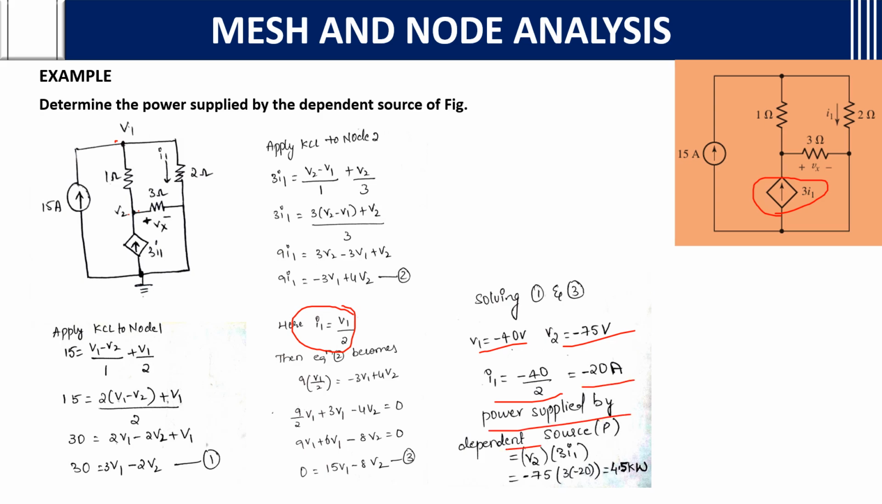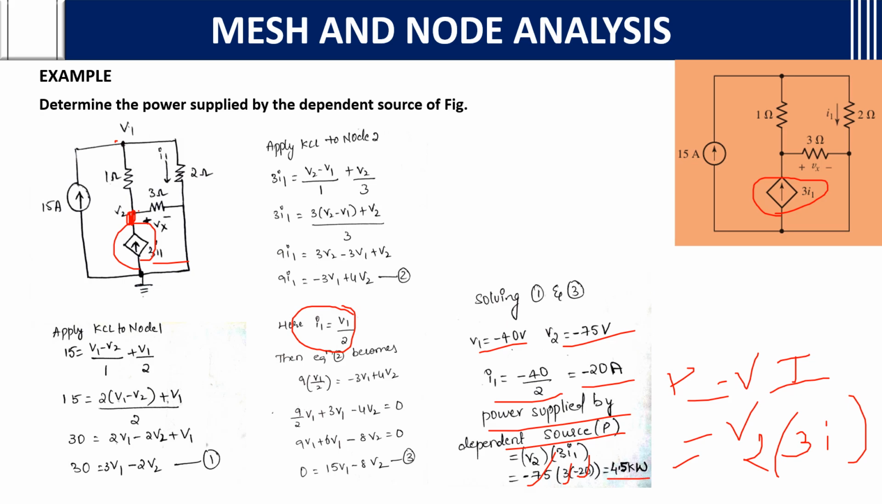So the power supplied by the dependent source 3I1. Power P equals V into I. V is V2, the voltage across this. So it is V2 into the current, 3I1, which is given. I1 value you know, that is minus 20, and V2 value also you know. You will get 4.5 kilowatt as the answer.